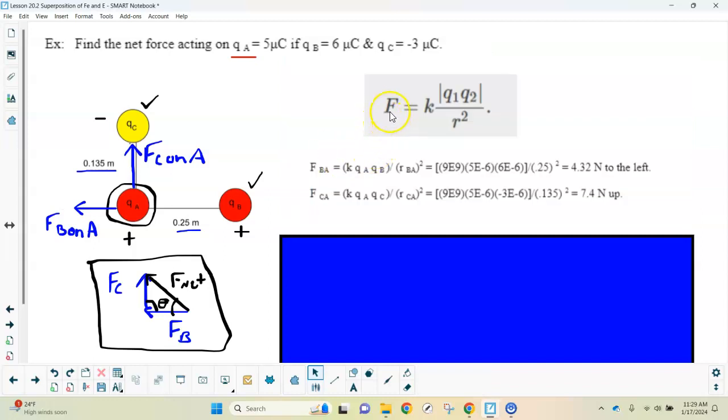So again, we're using Coulomb's law. The force is equal to K Q1 Q2 over R squared. I used notation E, which is like times 10 to this. So this is 9 times 10 to the 9th, which is K.